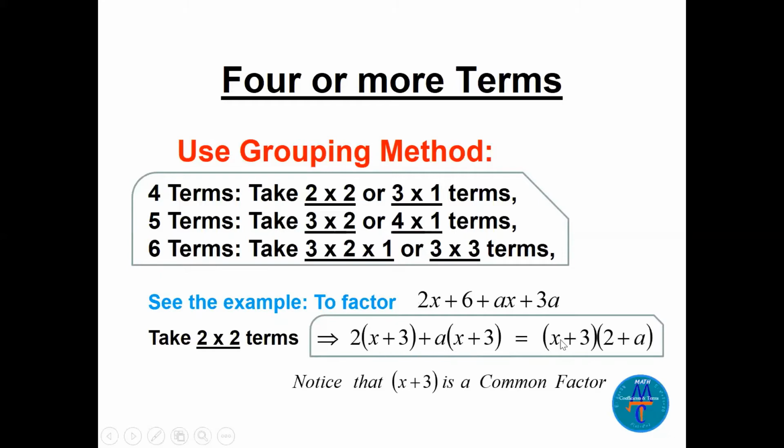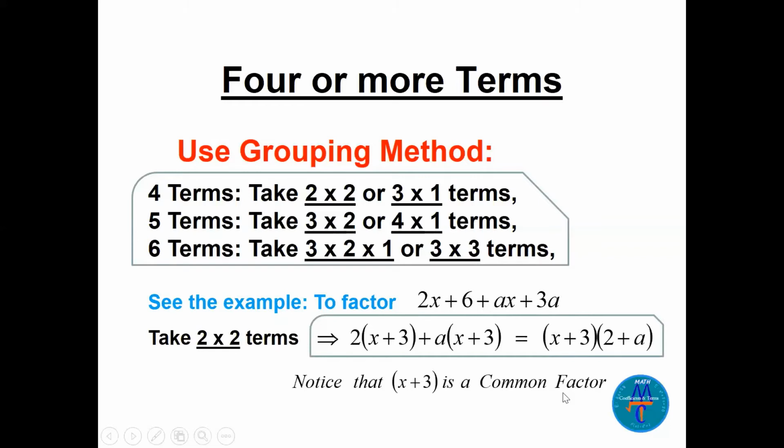Take it out. What's left inside? 2 plus a. Now that's the answer. Why is this the answer? Because that's a product. If you multiply, you get this. This is the answer here. So if you expand this, you get this answer. If you take this expression, factor it, you get this answer.